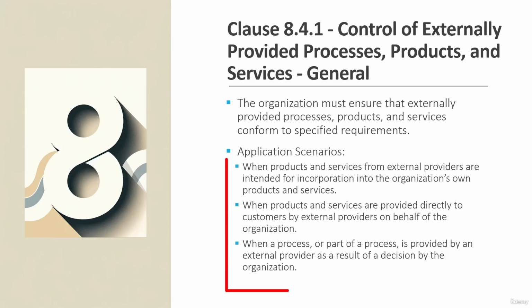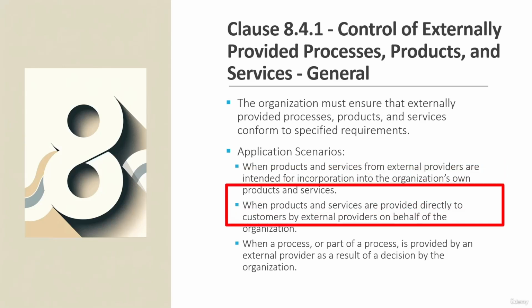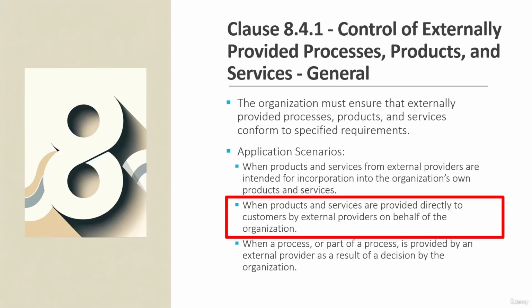So now there are three scenarios here. One is when something is provided by your suppliers and that becomes part of your product or service. For example, let's say a car manufacturing company buys the windscreen, buys the tires, buys some steel material. Those are inputs they are buying from external providers. So that is one thing where that externally provided product or service becomes the part of your own product or service.